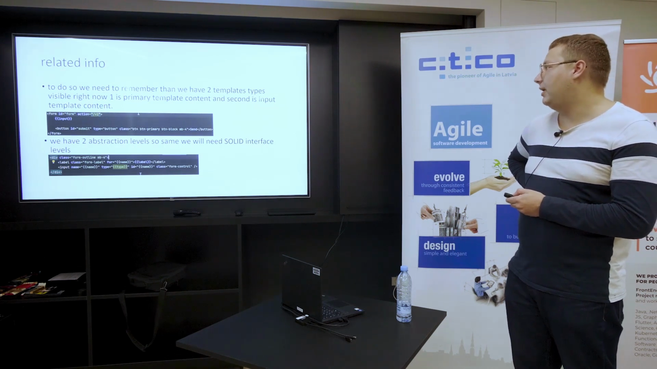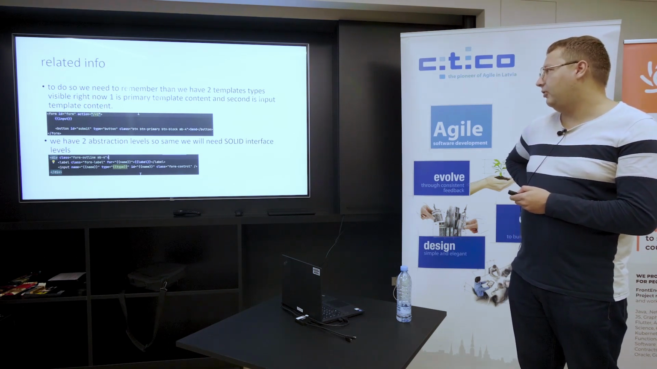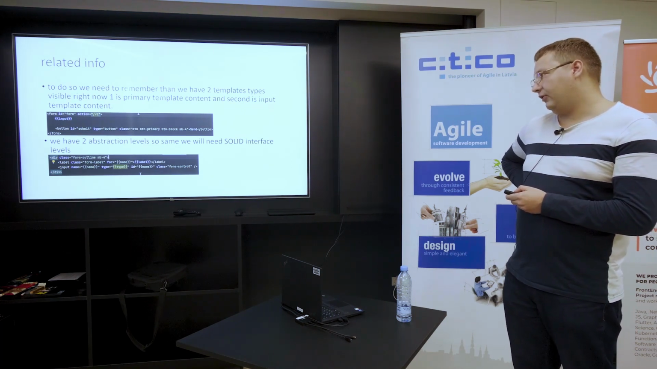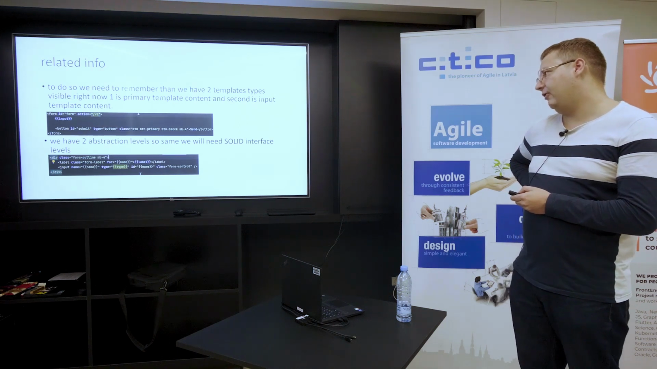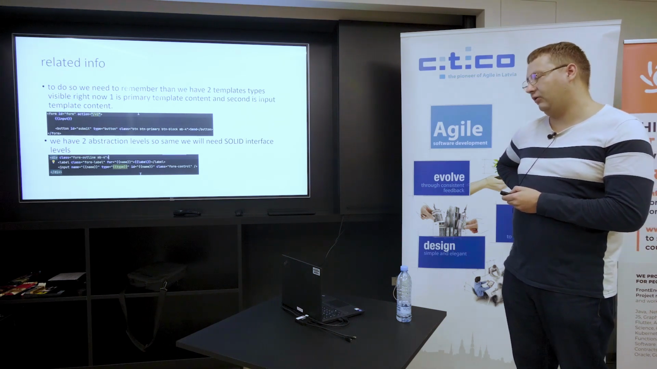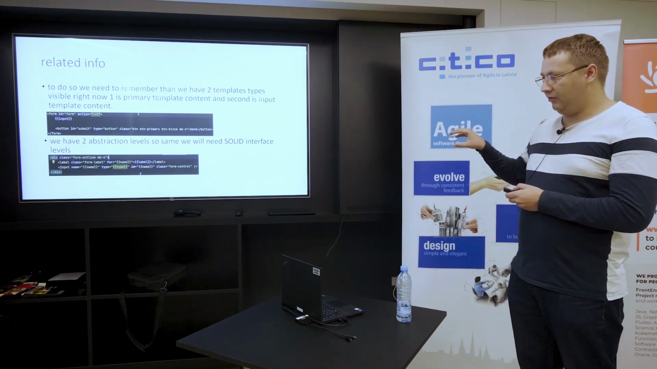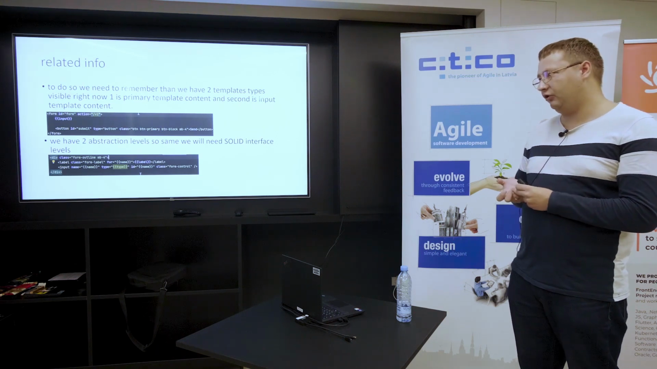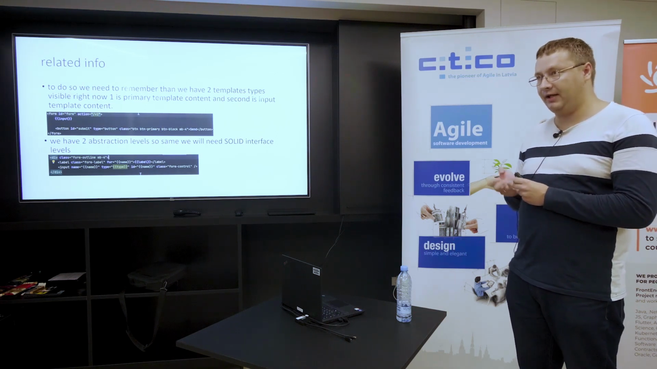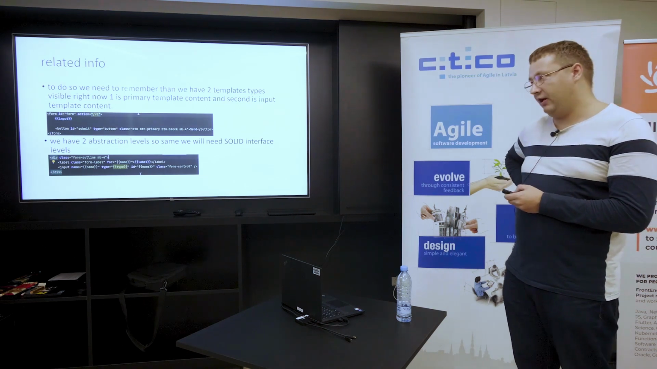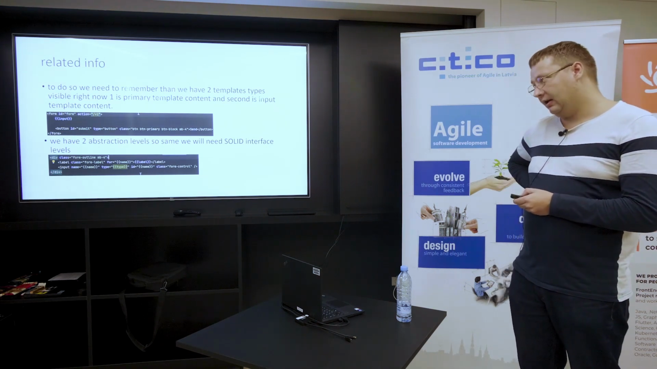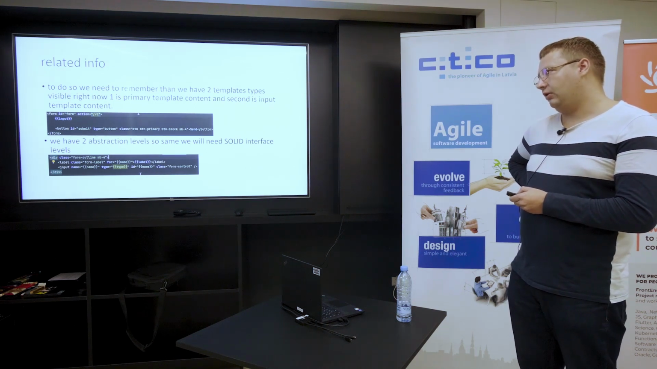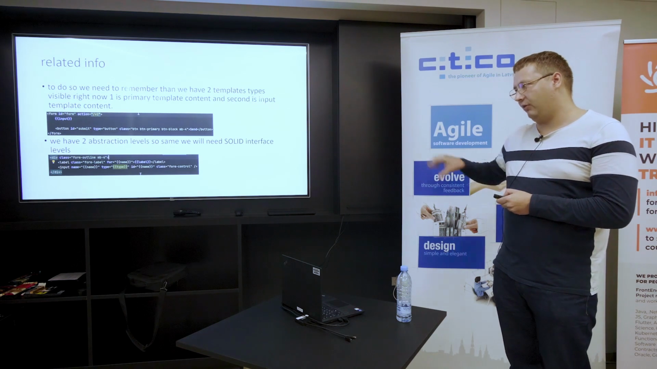to do so we need to remember that we have two template types visible right now. One is primary template content and the second is input template content. We have two abstraction levels, so likewise we will need solid interface levels. One abstraction level is the parameter for inputs, and the second is the parameter for forms, where we generated inputs. So there are two abstraction levels, and we should create at least two separate interfaces, one for each abstraction level.